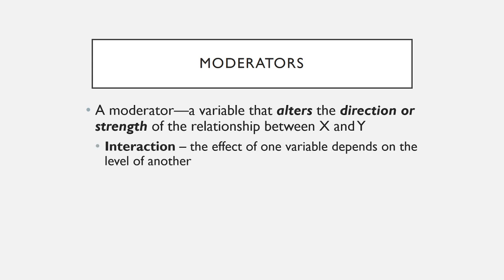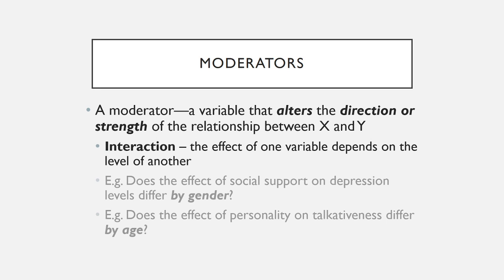When you have a moderator, you have what's called an interaction. This is when the effect of one variable depends on level of another. There's different kinds of interactions between more elaborate combinations of variables. Moderation is going to be a simple kind of interaction. So a moderator is the variable that's doing the changing. Moderation is the name for the kind of interaction that exists when you have a moderator.